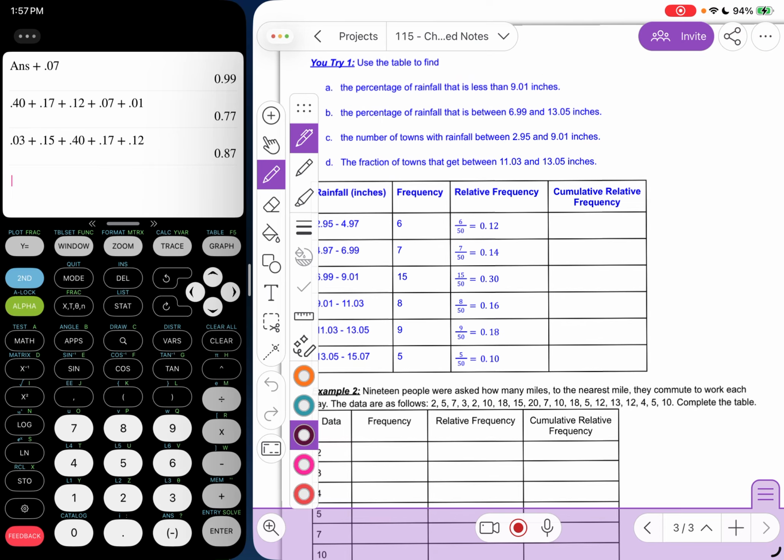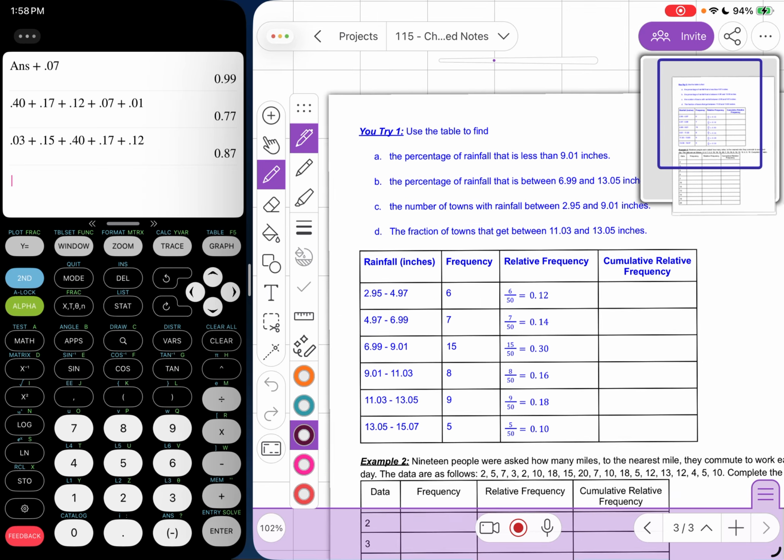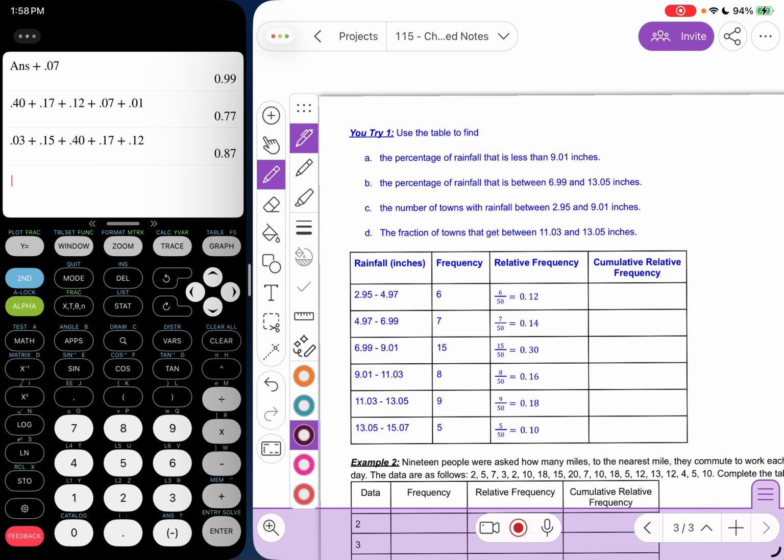All right. Okay, so this one says you try. So fill in the cumulative frequencies, answer A, B, C, and D, pause the video, and then come back when you're ready. All right, so cumulatives. You start with that, add 12 to 14, add 30, so you'd get 56. Add 16, so you'd get 72. Add 18, so you'd get 90. Add 10, so you'd get 1.